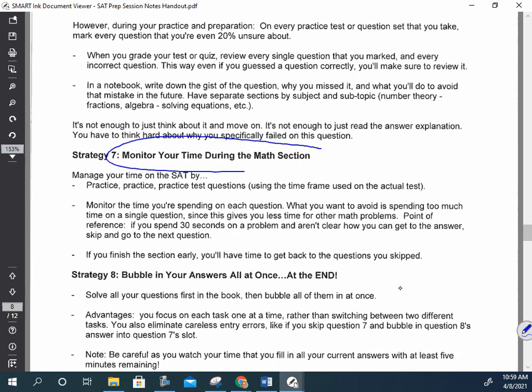One main thing, monitor your time. This is not an in-class test in which, oh, you didn't finish, you can come after school and finish it up. No. Once time is up, time is up. So you gotta learn how to work in a time setting.